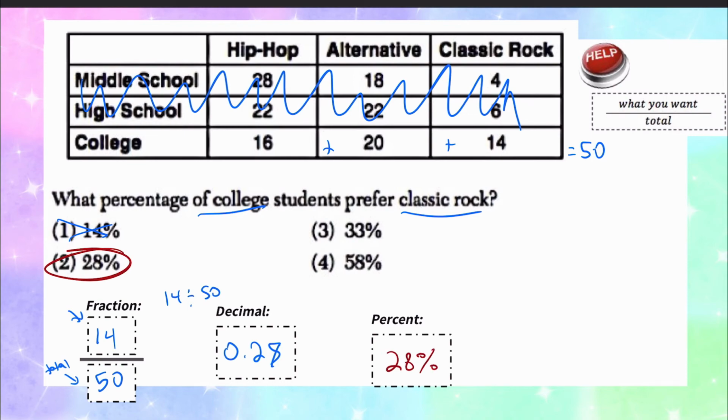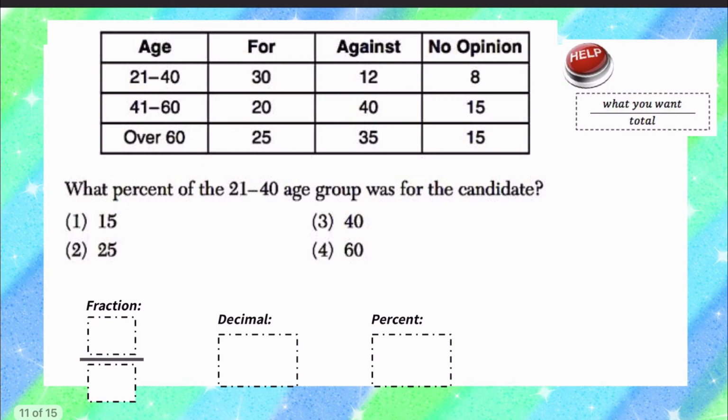What percent of the 21 to 40 age group was for the candidate? I'm looking for the total of the 21 to 40 age group. What information in the table can I get rid of that I don't need? Anyone who's not in that age group. What is the total number of people who are in the 21 to 40 age group? I'm just going to add these up. 30 plus 12 plus 8. Again, I get 50.